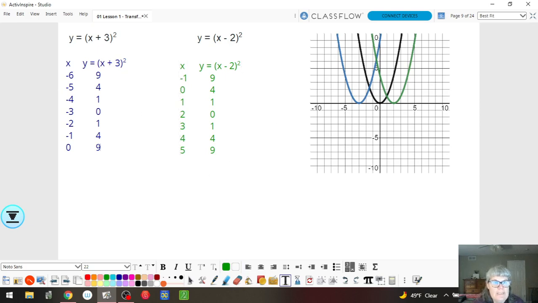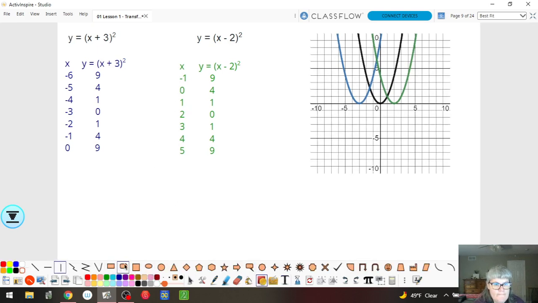So I've created each of these tables so that we have our vertex point illustrated in the middle of the table. So we have -3, 0, and we have 2, 0. Those are both our vertices. The thing they have in common is that y is 0 for each of them.